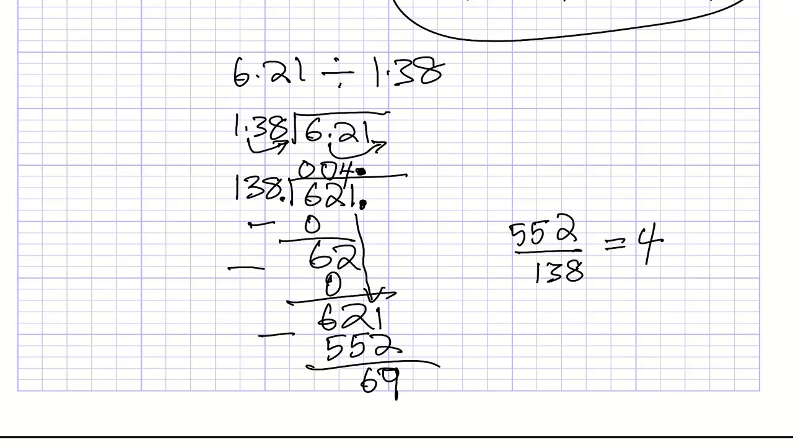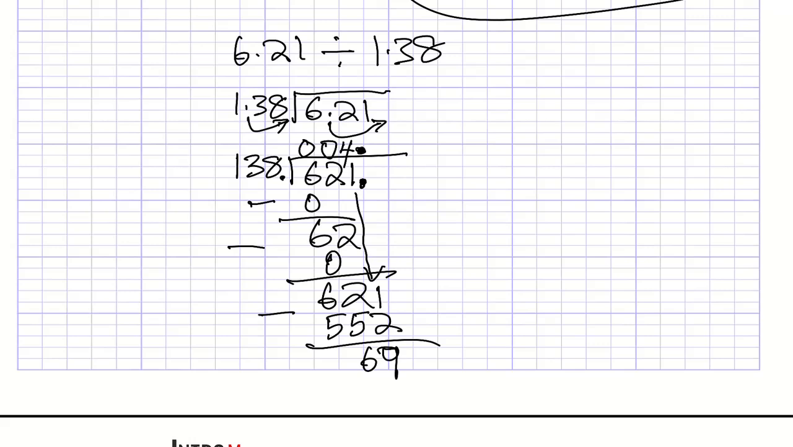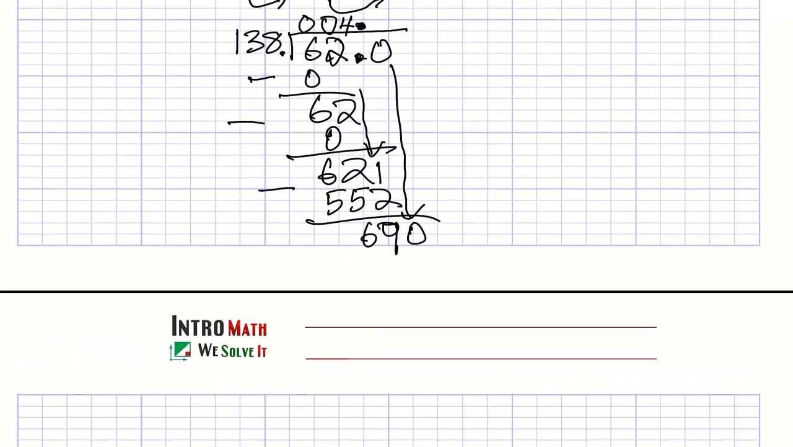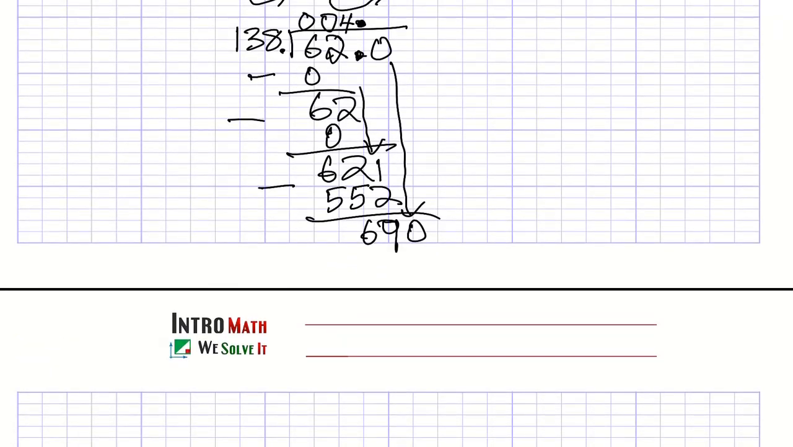Now here is the place you pay attention. Once you get that 69, there's nothing to bring down, but because of the point there, we can add 0 there. That's okay to add 0 there until you finish the problem. So you add 0 there, and then you bring 0 down here. Okay, once you bring 0 down, you say 690 divided by 138. How many times will it go? It will go 5 times.